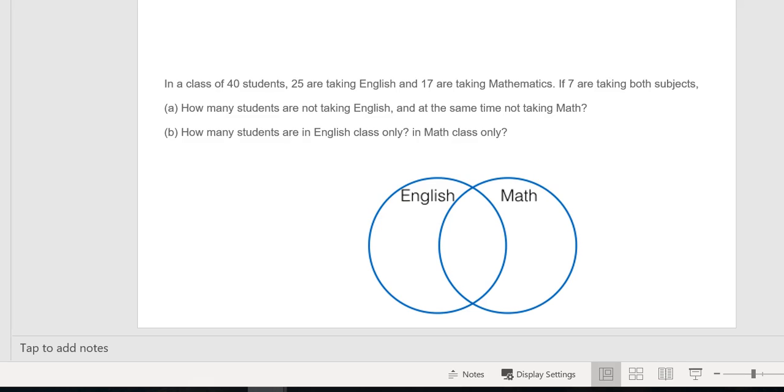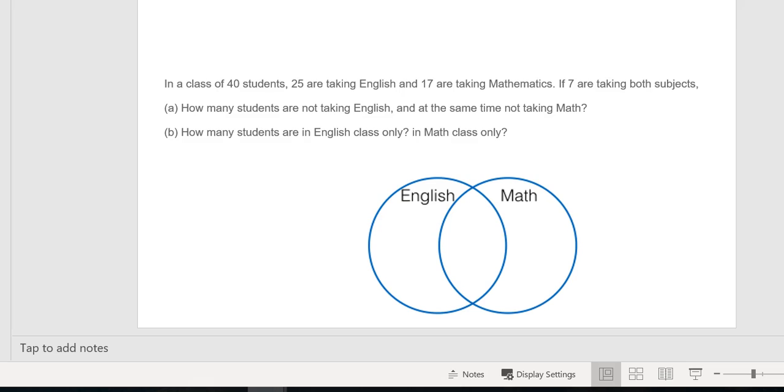But we're going to do this one. It says, in a class of 40 students, 25 are taking English, 17 are just taking math, and 7 are taking both. We'll answer parts A and B in a second. There are 40 total students. If you take 25 plus 17 plus 7, I get 49. That means there's 9 random kids together.